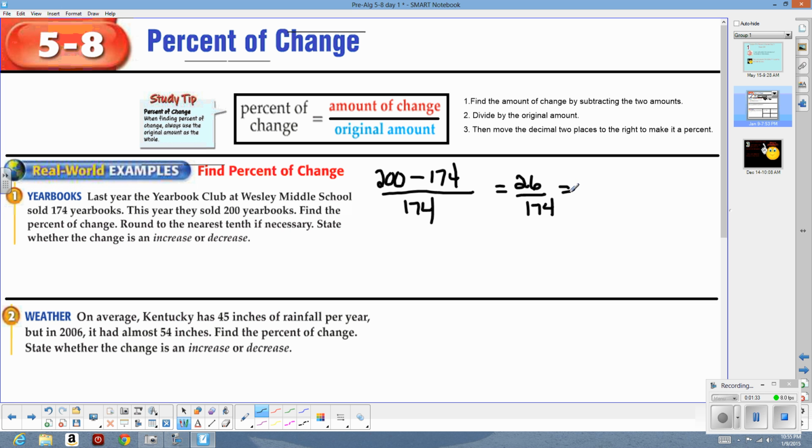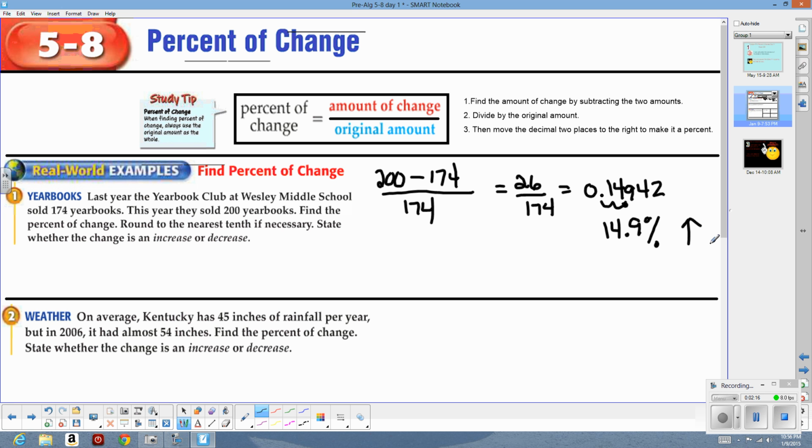26 divided by 174. It's a real ugly number on the calculator, so I'm just going to write down the first few digits. Now we want to write it as a percent, so we're going to move it 2 places to the right. And then it says to the nearest tenth if necessary, so it's going to be 14. And we're going to keep this a 9 since the number after the 9 is less than 5. So we're going to say 14 and 9/10%. And then this was an increase.